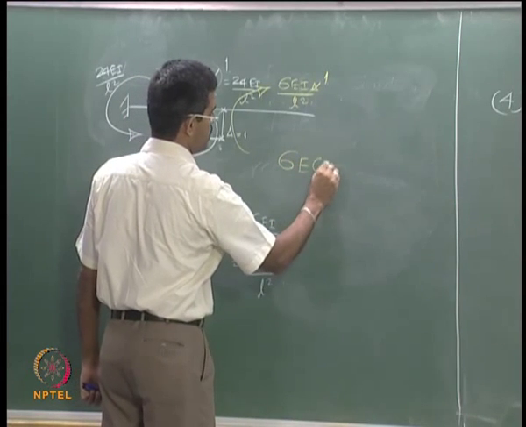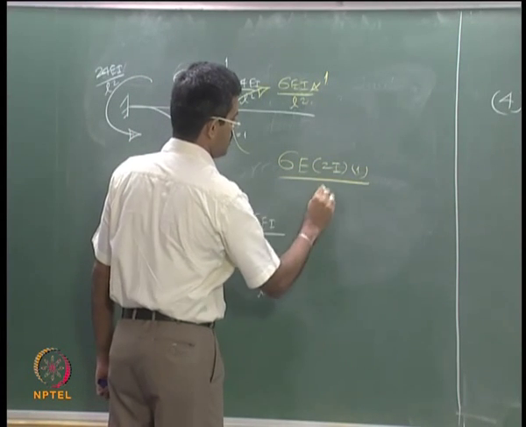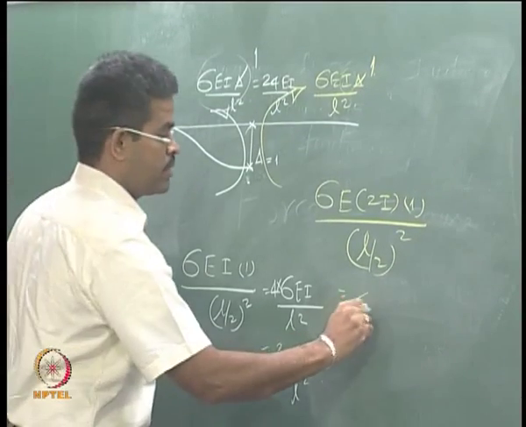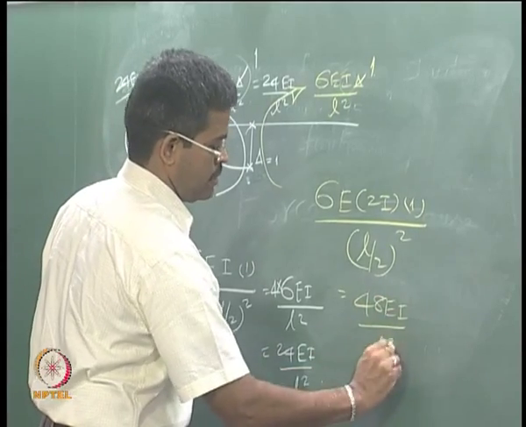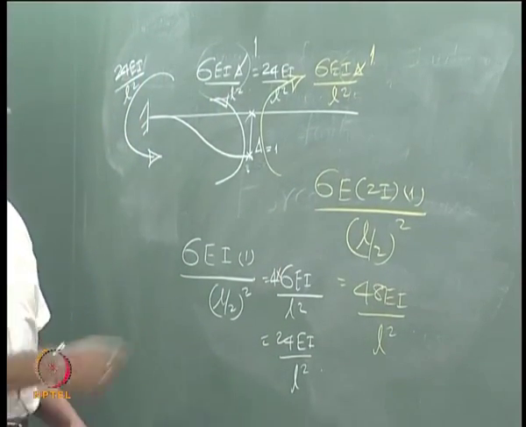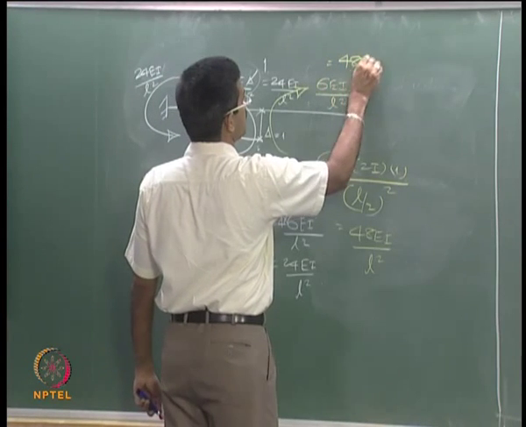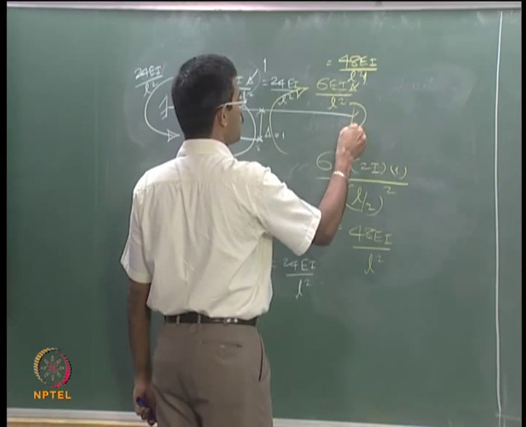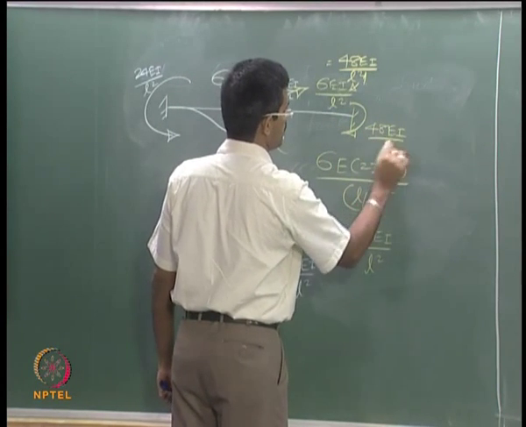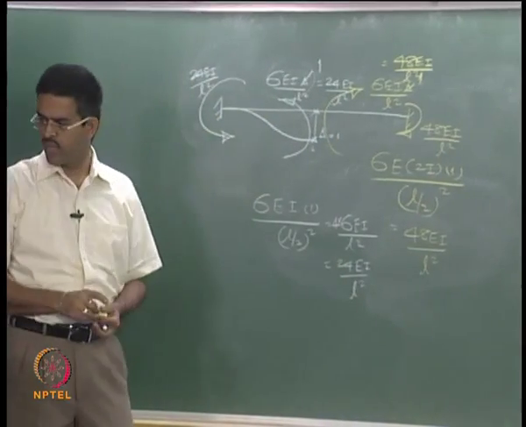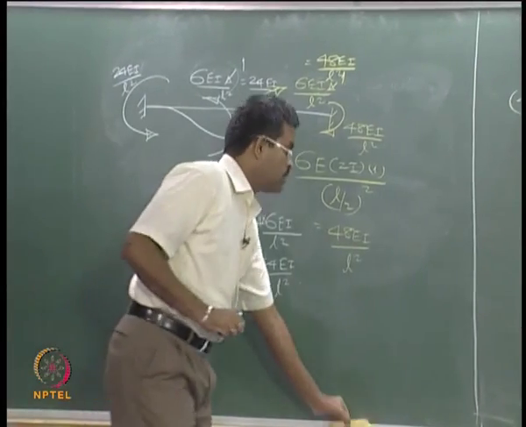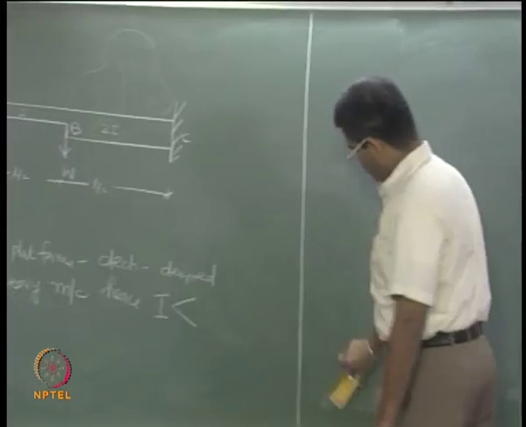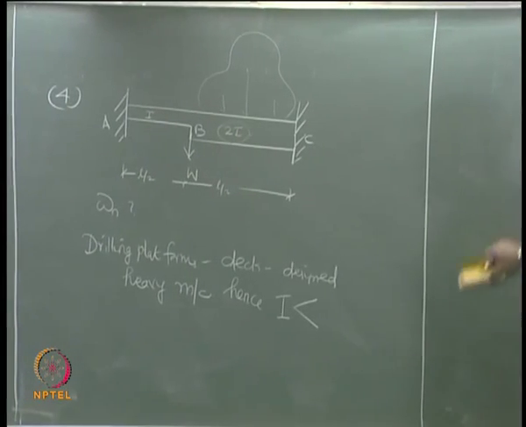So, 6 E 2I unity L by 2 the whole square. So, it becomes 48 EI by L square. So, I write that value here, 48 EI by L square will have the same effect here, which is also fixed, which is 48 EI by L square. After doing this, I will do a simple moment distribution to find out the stiffness.